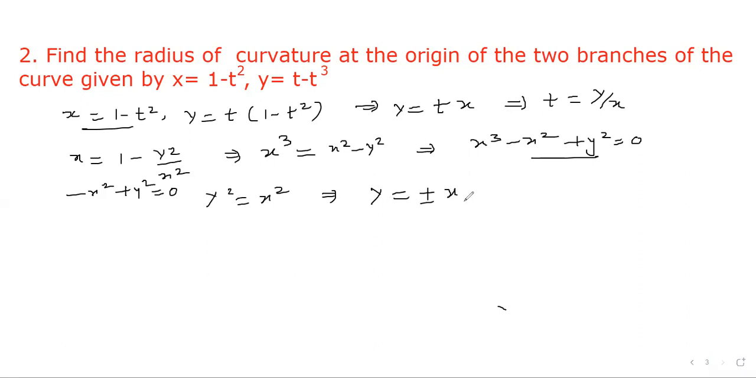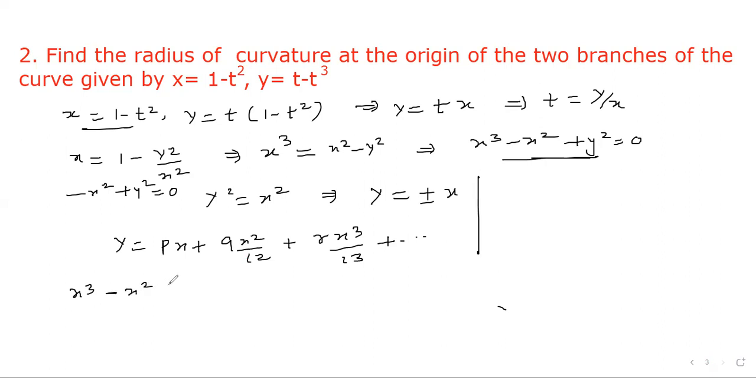Now, proceeding in the same way, we can write y equal to px plus q x square upon factorial 2 plus r x cube by factorial 3 and so on. So this value we will put in the equation x cube minus x square plus y square equal to 0. So what do we get? We will get x cube minus x square plus (px plus q x square upon factorial 2 plus r x cube upon factorial 3 and so on) whole square equal to 0.